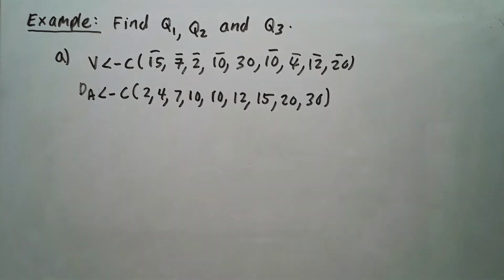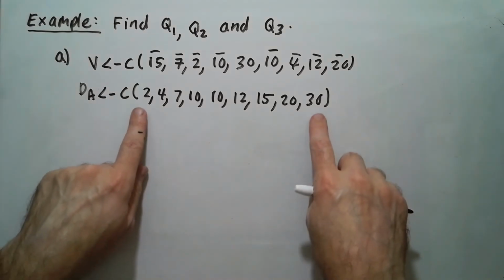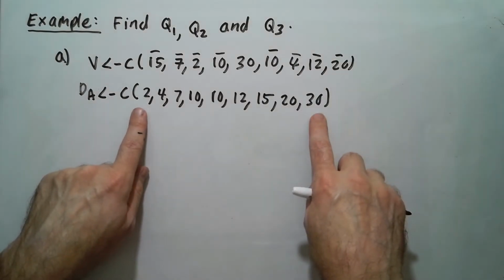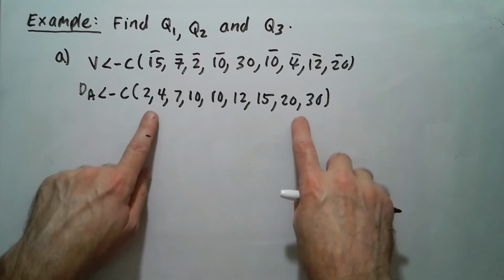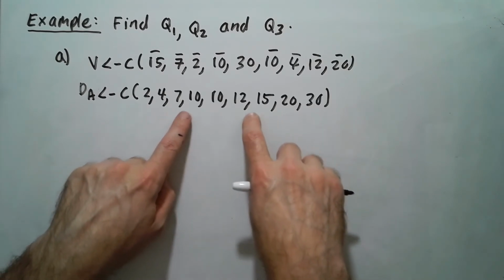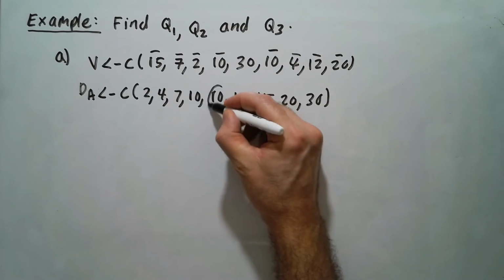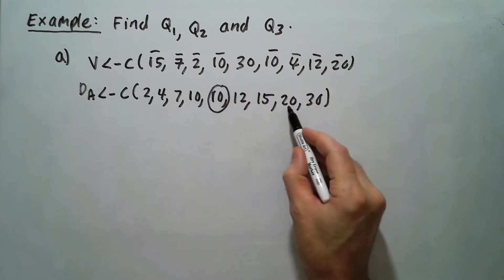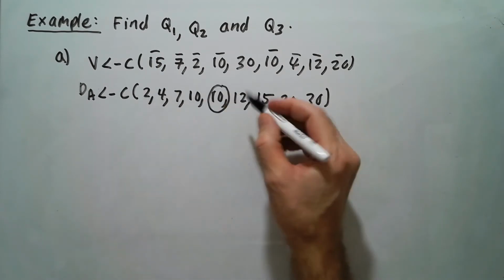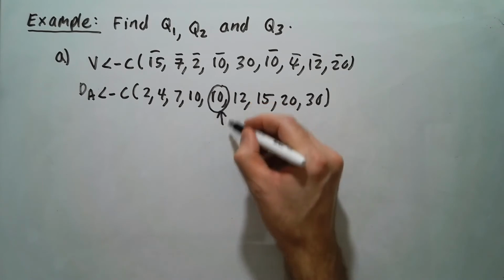Now let's find Q2 first, the median. To find the median or Q2, we're going to find the middle number. If there's no middle, we'll take the average of the two. So if you start on the outside and keep moving in, looks like the 10 here, there's 1, 2, 3, 4 numbers on this side, 1, 2, 3, 4 numbers on this side. So this would be our Q2.